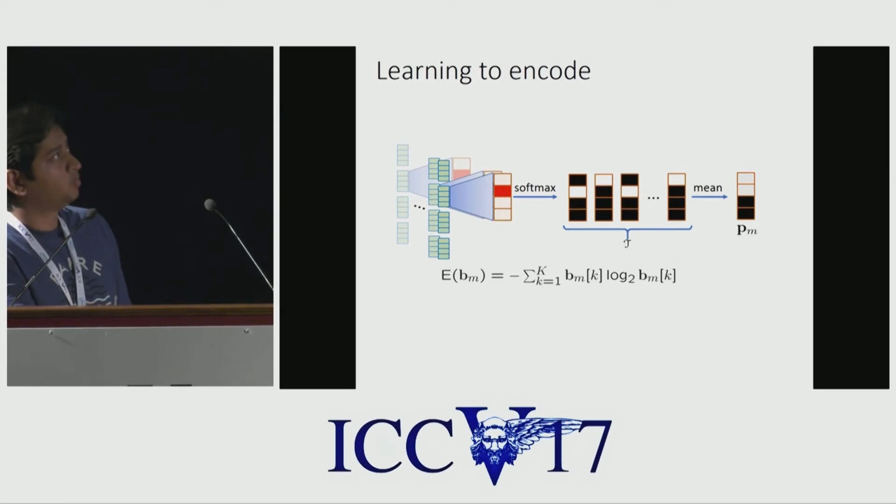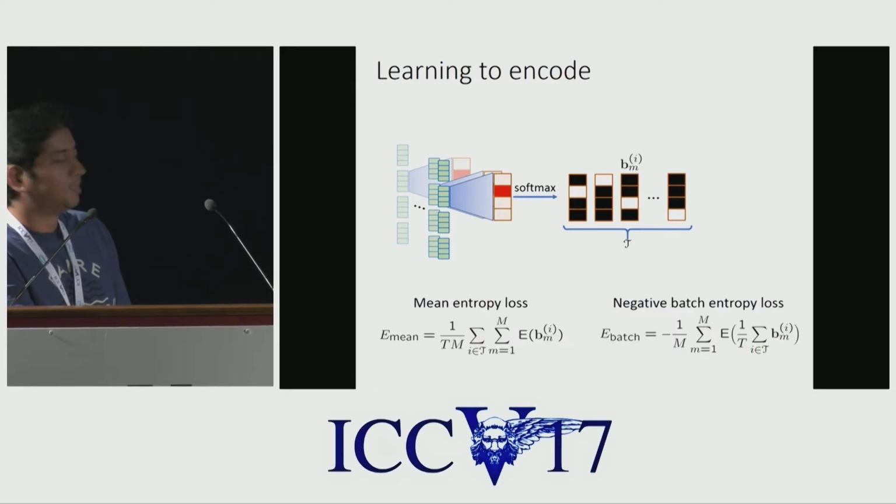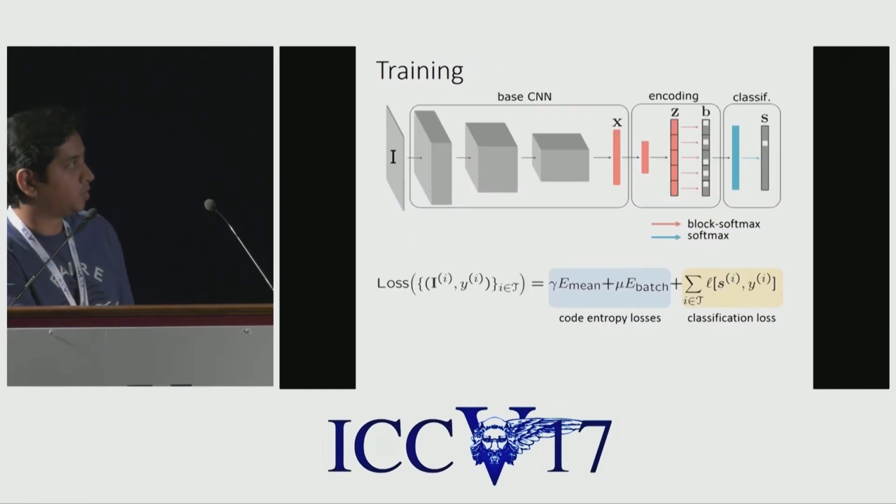And now to encourage uniform use of available bits, we increase the entropy of this average code over the batch. This gives us two interesting novel code entropy-based losses, mean entropy loss and negative batch entropy loss, which we use to encode images with the structured binary codes.